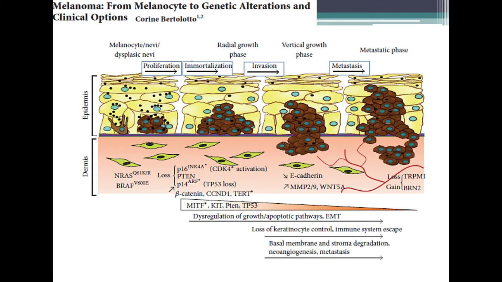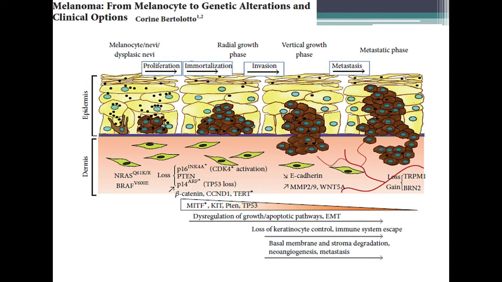So let's take a step back and look at the progression of these melanocytic lesions, right from a melanocyte or a dysplastic nevus. There are four main processes: proliferation, immortalization, invasion, and metastasis. And the good part is there are critical changes, both at the copy number as well as the SNVs, which are gained during this process, which are very specific for that particular moment.